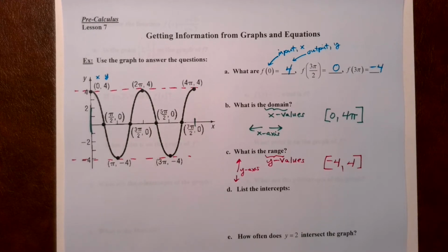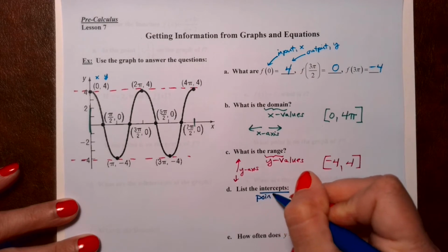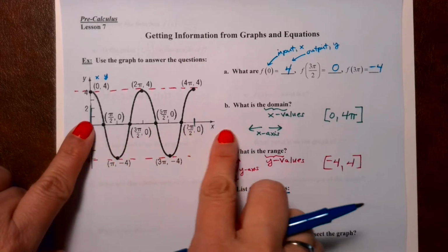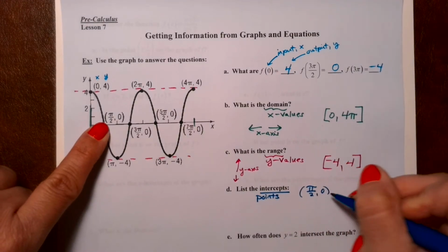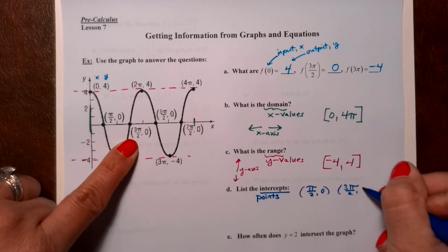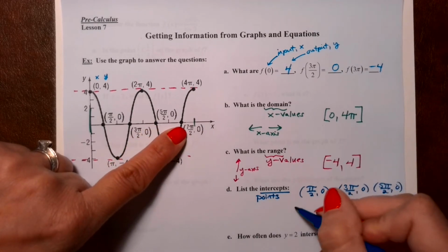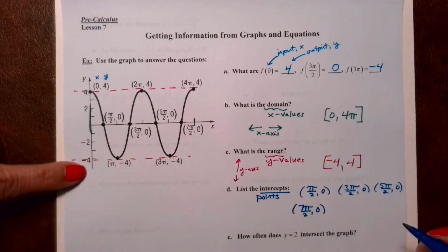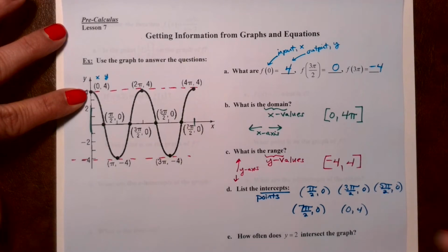Intercepts are points, so we have to make sure we write these in point form. They are points where the graph touches either the x or the y-axis. First I'll start with the x-axis. He's got lots of x-intercepts. We've got the point pi over 2, 0. We've got 3 pi over 2, 0. We've got 5 pi over 2, 0. We've got 7 pi over 2, 0. All right, let's not forget to look at the y-axis. The graph does touch at the point 0, 4. Remember, x-intercepts have x values, and the y-intercept has a y value.